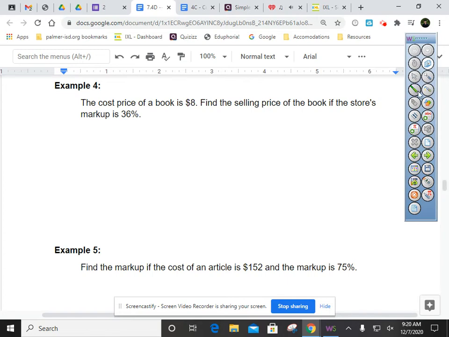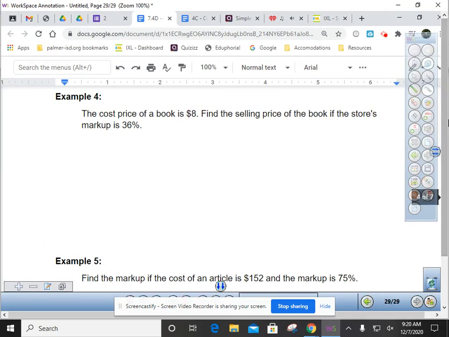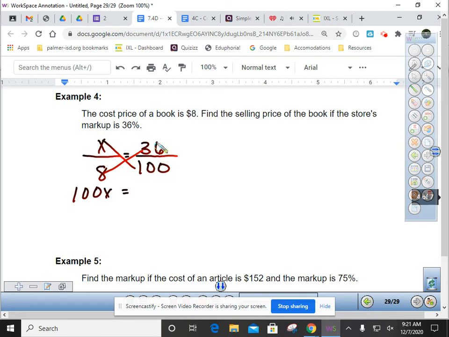Example 4. The cost price of a book is $8. Find the selling price of the book if the store's markup is 36%. What are we going to write? A proportion. What goes above the 100? 36. This is 8. Good. Cross multiply, 100x equals, I think it's 288.